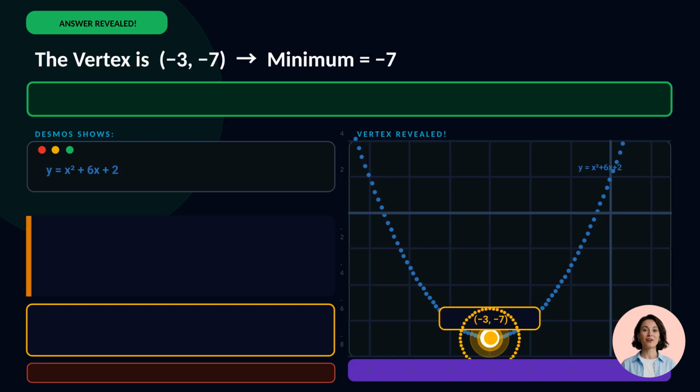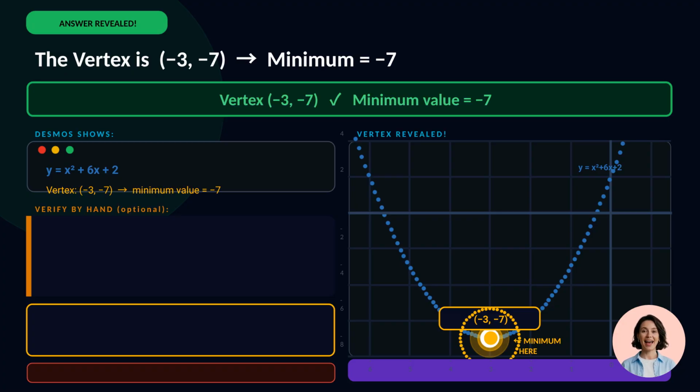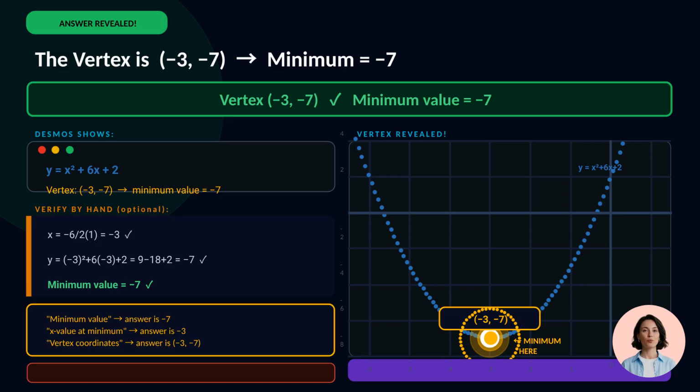Welcome back. The vertex is negative 3, negative 7. So the minimum value is negative 7. If you want to check by hand, x equals negative 6 over 2 equals negative 3, then plug in to get y equals negative 7. Match. Remember the wording: minimum value is the y coordinate, x at the minimum is the x coordinate. On a 10-question test, this saves you roughly 7 minutes.